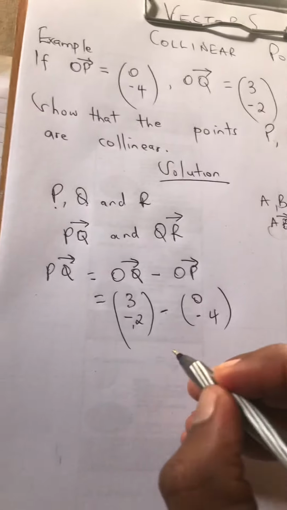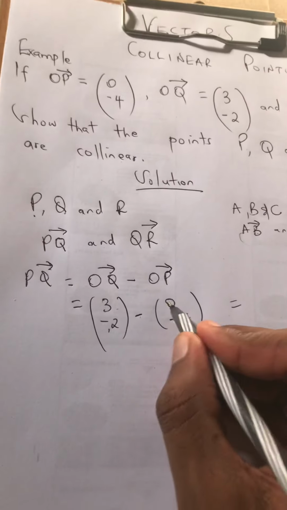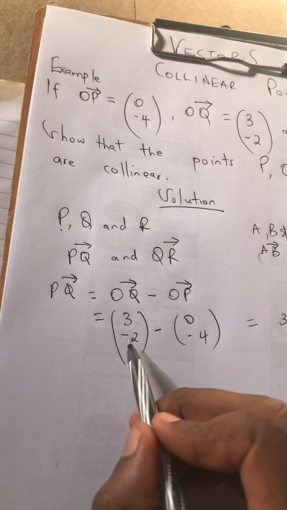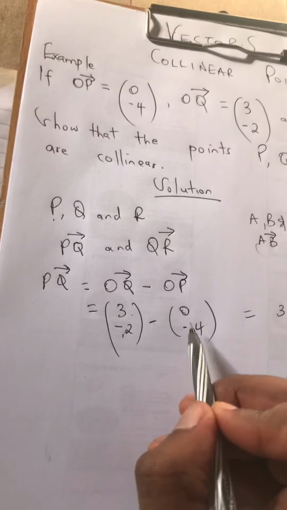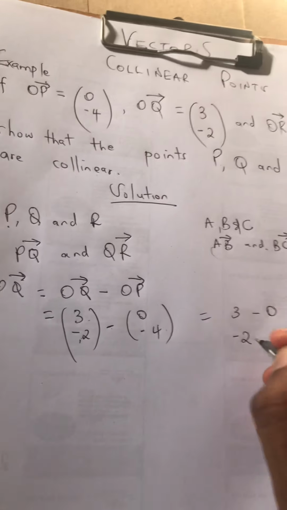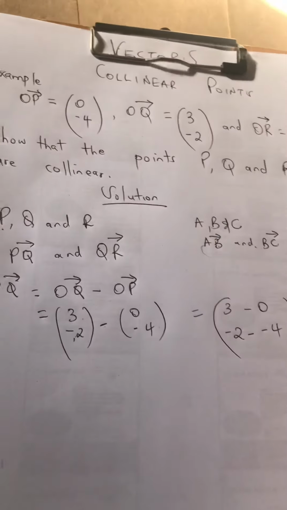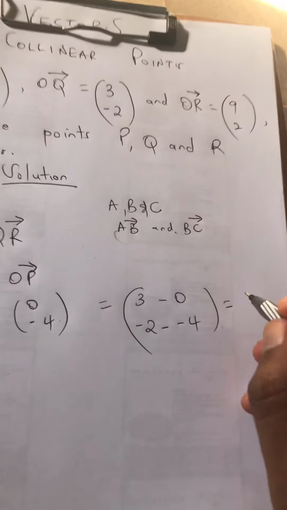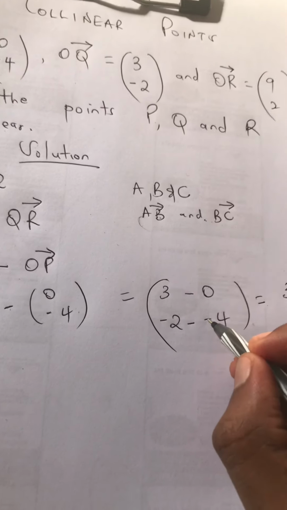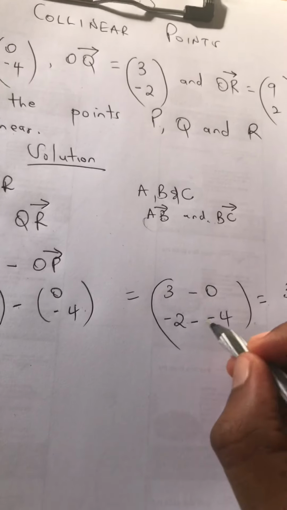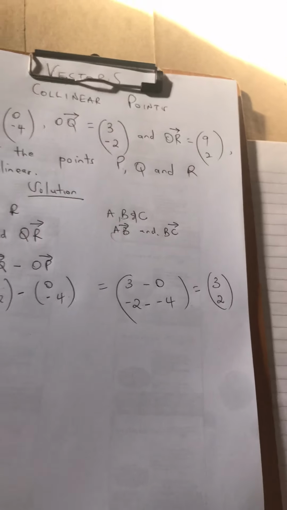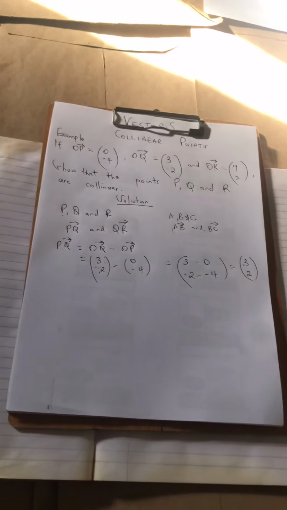What will we get? Tutapata 3 minus 0. Tulisema za juu you subtract, and then pia za chini you subtract. Ya chini na ya chini, ya juu na ya juu. So -2 minus -4. And as you can see, the answer is 3 minus 0 is 3. -2 minus -4 will be -2 plus 4, which is the same as +2. Hapo sawa? Nice one, nice one.